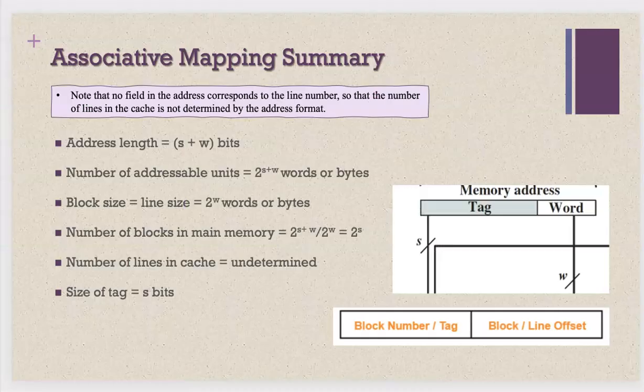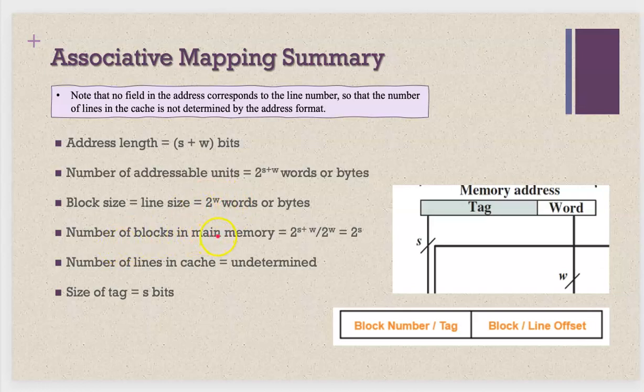Right. So to summarize associative mapping, note that no field in the address corresponds to the line number, so that the number of lines in the cache is not determined by the address format. So here you have your address length as S plus W bits. And then your number of addressable units would be 2 to the power of S plus W words or bytes. And your block size would be the same as line size. You would also call this a block offset or line offset, and this would be 2 to the power of W.